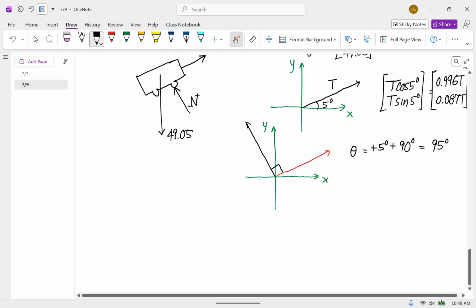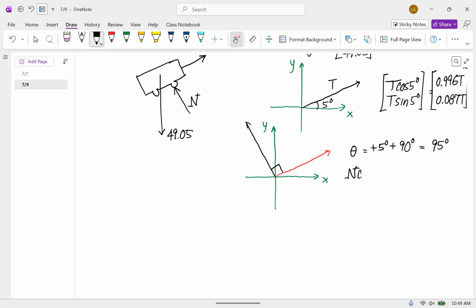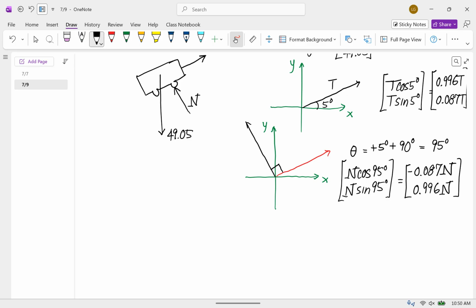And so that force vector is N times cosine of 95 degrees, and then N times sine of 95 degrees. And so that is negative 0.087 N and positive 0.996 N. Okay.